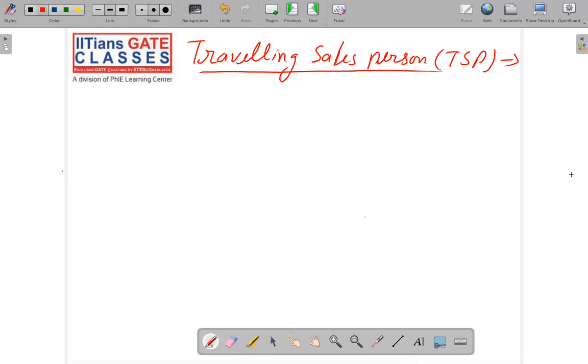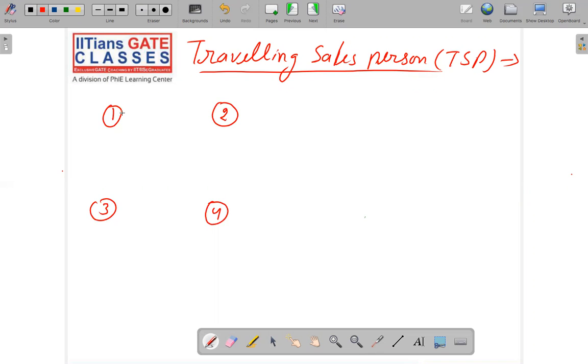So today we are covering some more problems, which is the traveling salesperson problem, TSP. This is also called TSP, traveling salesperson. Here we are given a few nodes like 1, 2. You can consider these nodes as cities. And this is a complete bidirected graph.